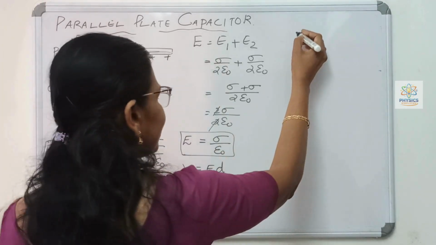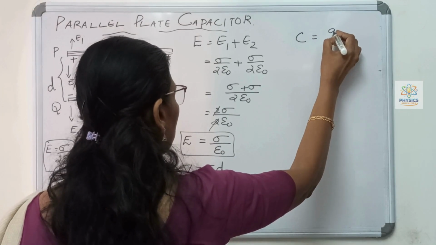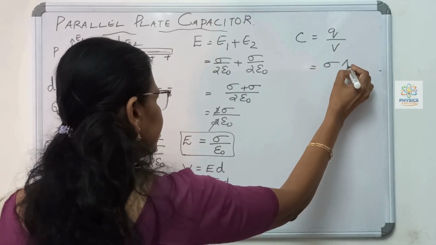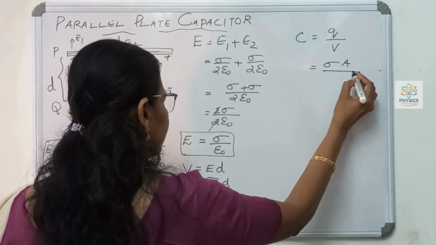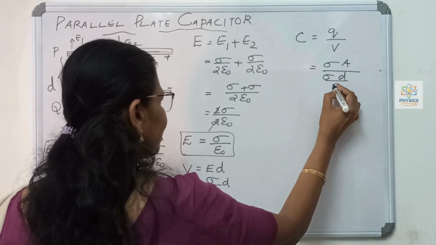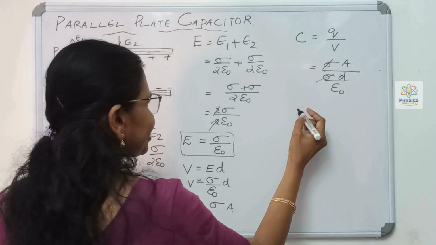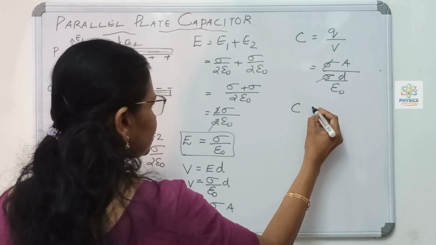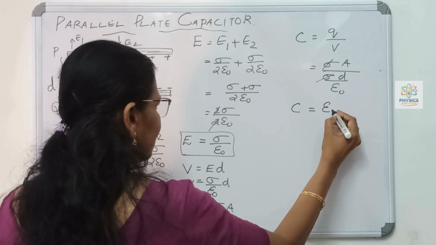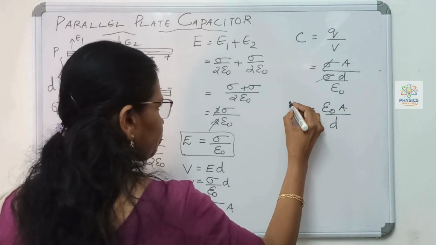Then we can use the relation C is equal to Q by V. Here Q is sigma into A and V is sigma D by epsilon 0. The sigma and sigma cancel. We get the capacitance C is equal to epsilon 0 A by D.